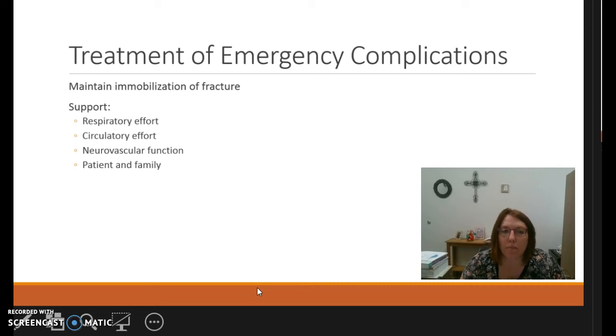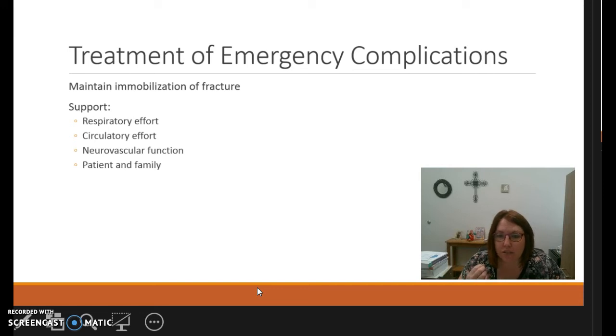So when we treat these patients emergently, we need to monitor respiratory effort again. What are we trying to watch for? We're trying to see and monitor for those complications, the fatty embolism or the pulmonary embolism if they end up with a clot, a venous clot. Circulatory effort as well, looking at whether they're showing signs of shock, which would be low blood pressure, pallor, tachycardia, which is a high, fast heart rate.